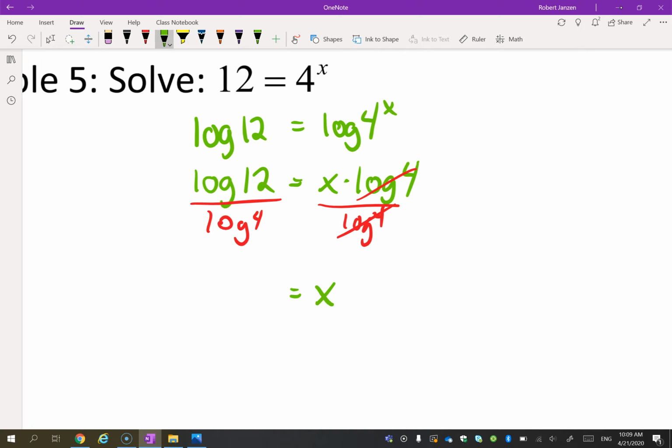Now you're going to grab your calculator. We'll go log 12 divided by log 4. Oh, sorry, not log 4. We'll go log 12 divided by log 4, and we'll go to 3 decimals like normal, so 1.792.